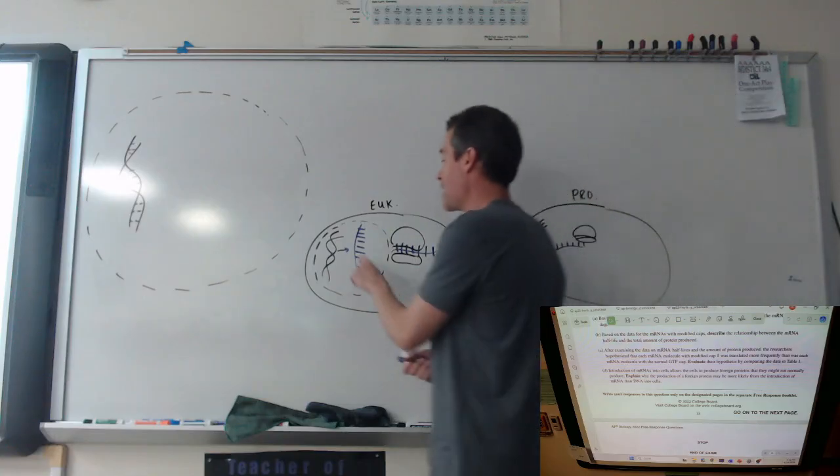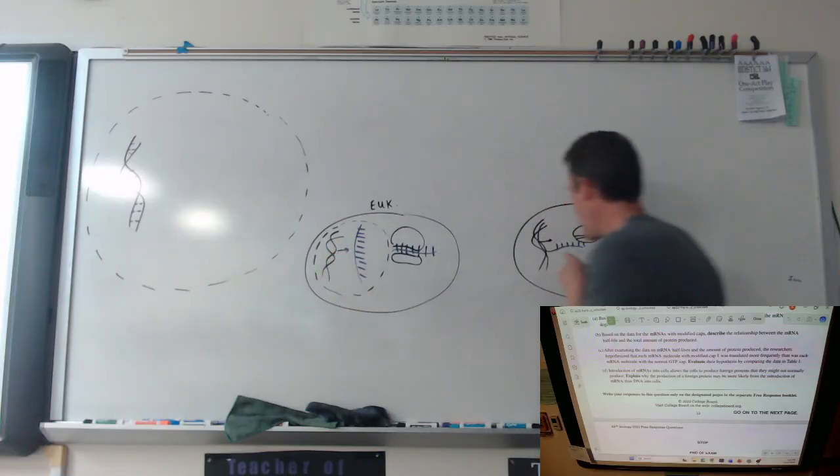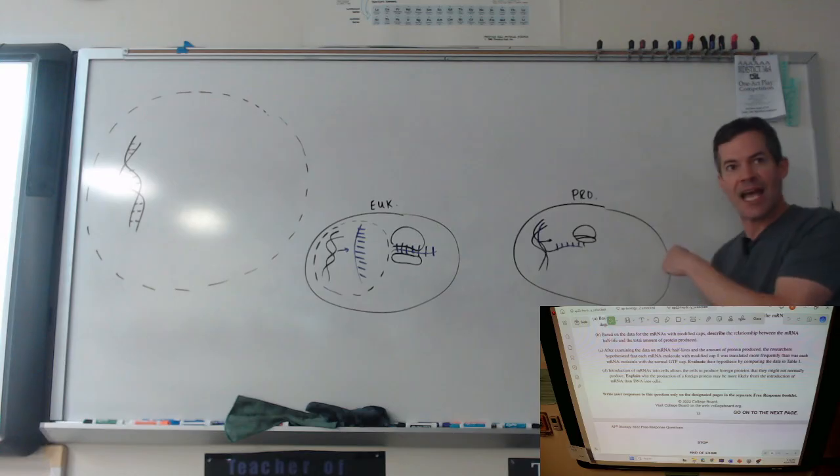So now I can do all this intron, exon, alternate splicing stuff. Bacteria don't. So they just read it as is. They don't have introns.